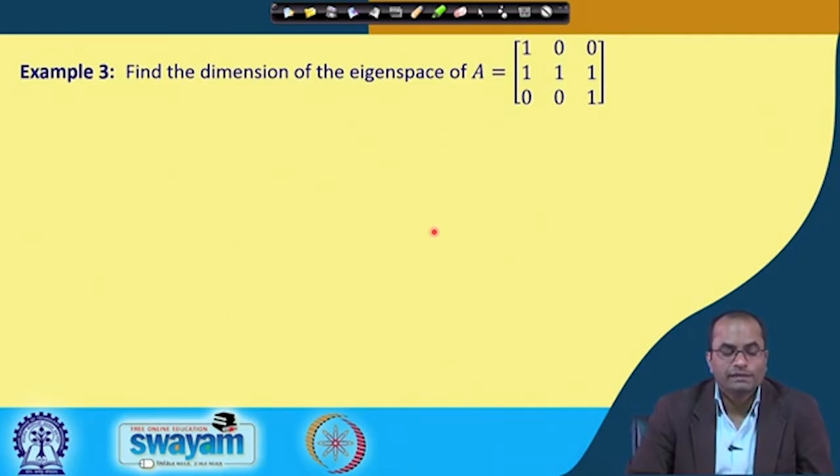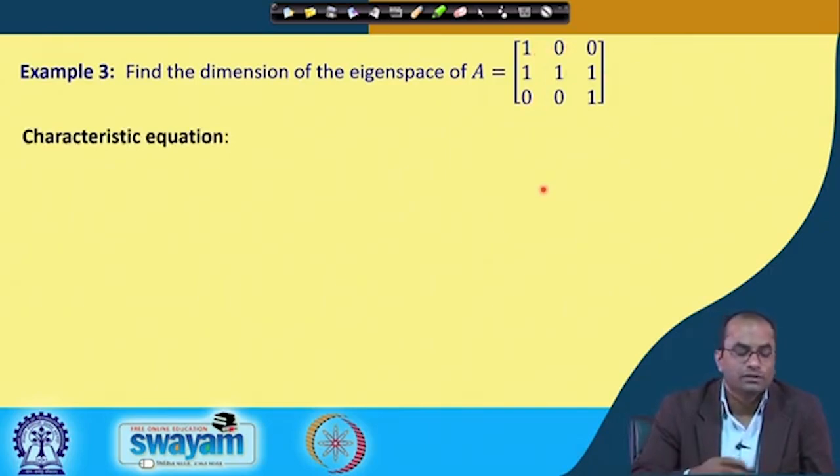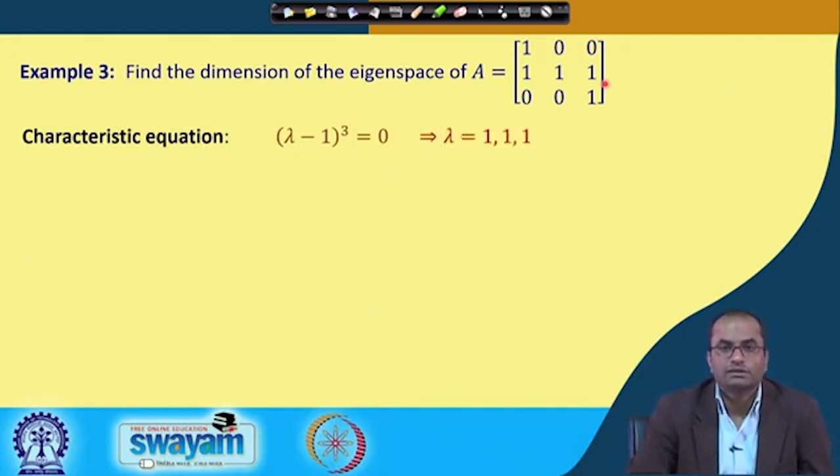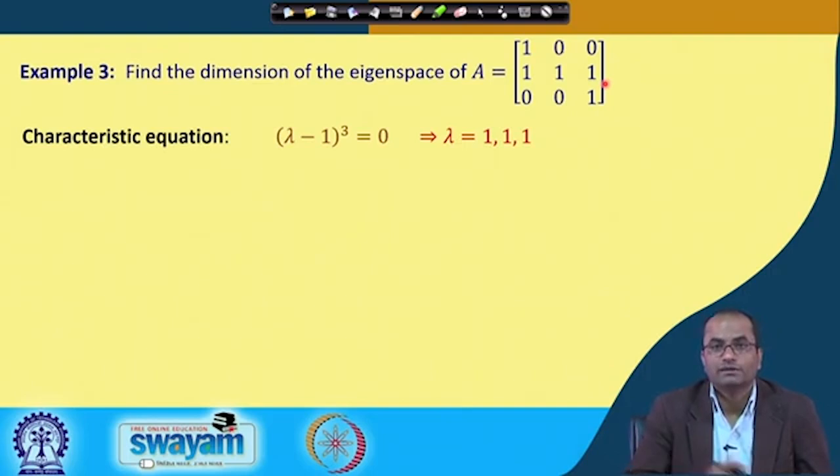Another example where we will find the dimension of the eigenspace of lambda is this very special matrix here: (1 0 0; 1 1 1; 1 0 0 1)... again, we need to write the characteristic equation. That means determinant of A minus lambda I is equal to 0. So, 1 minus lambda here, 1 minus lambda and 1 minus lambda, and that determinant. What we will observe in this case is that the characteristic equation is (lambda minus 1) power 3 is equal to 0. So, we have these three roots, 1, 1, 1. That means the algebraic multiplicity of lambda equal to 1 is 3 now. So, we have an example where we have the same eigenvalue, but repeated 3 times.